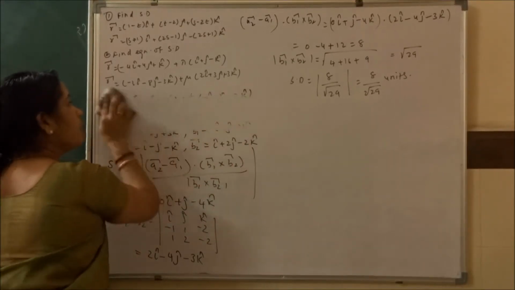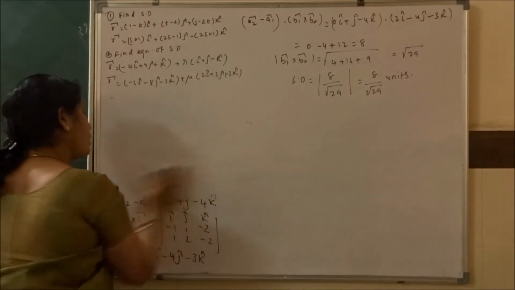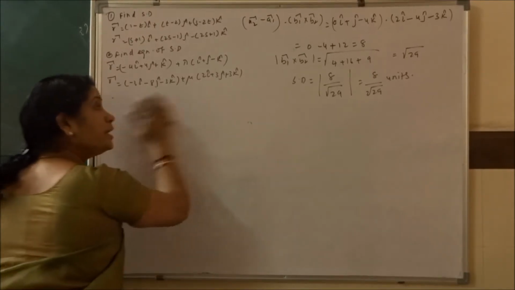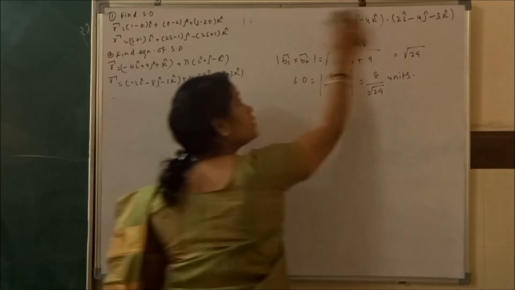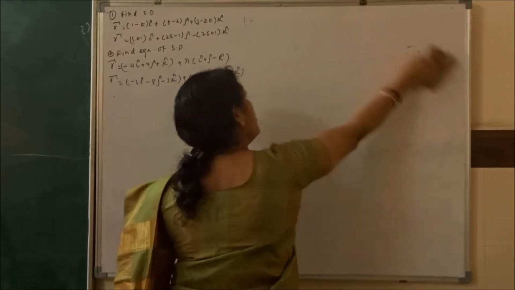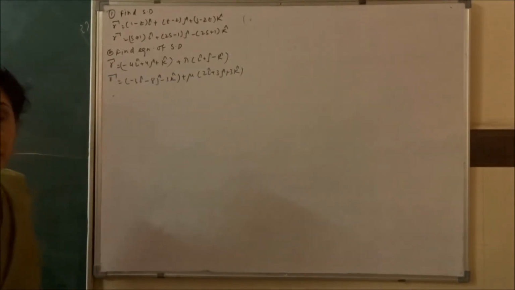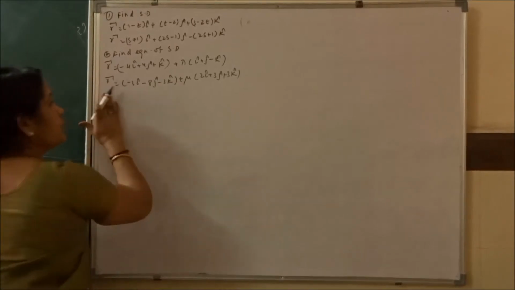Clear? Now see another question. What they are asking: find the equation of shortest distance, also find the shortest distance. Once they ask for the equation, then the procedure you have to change.